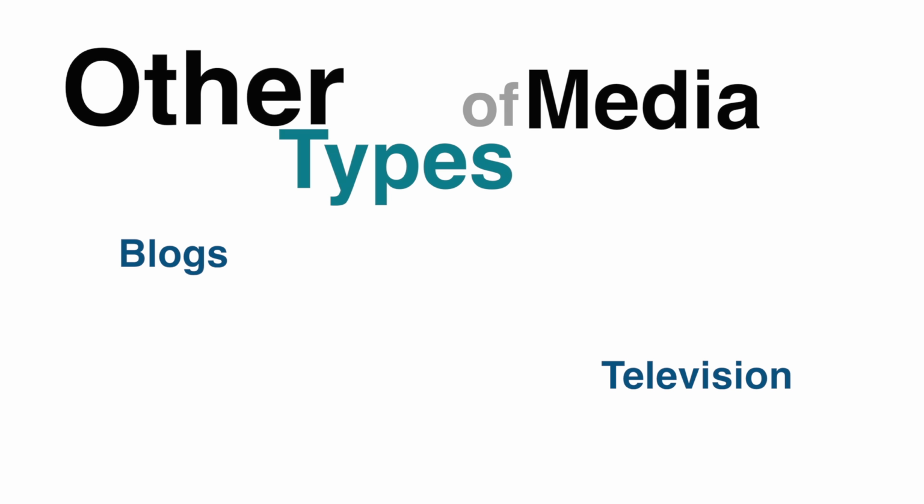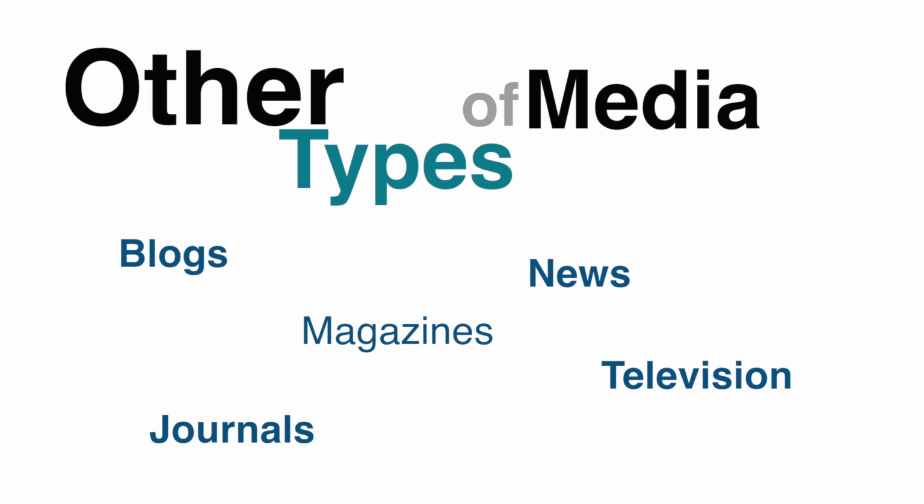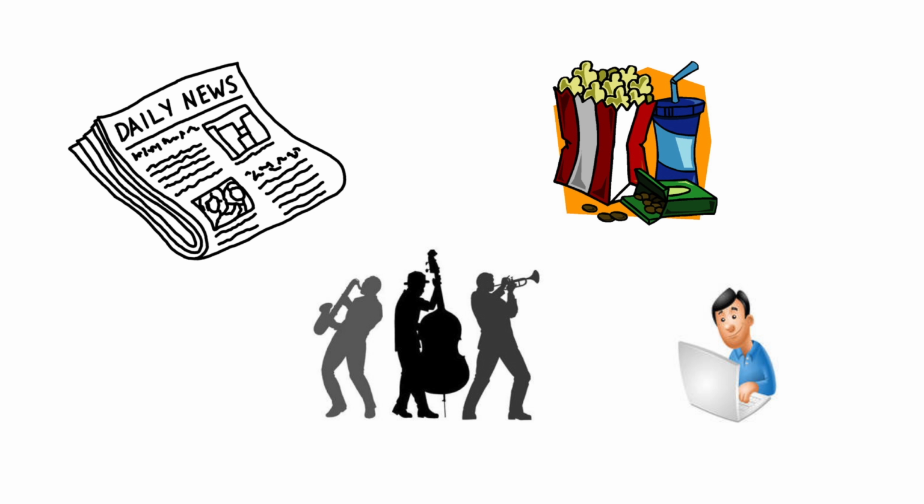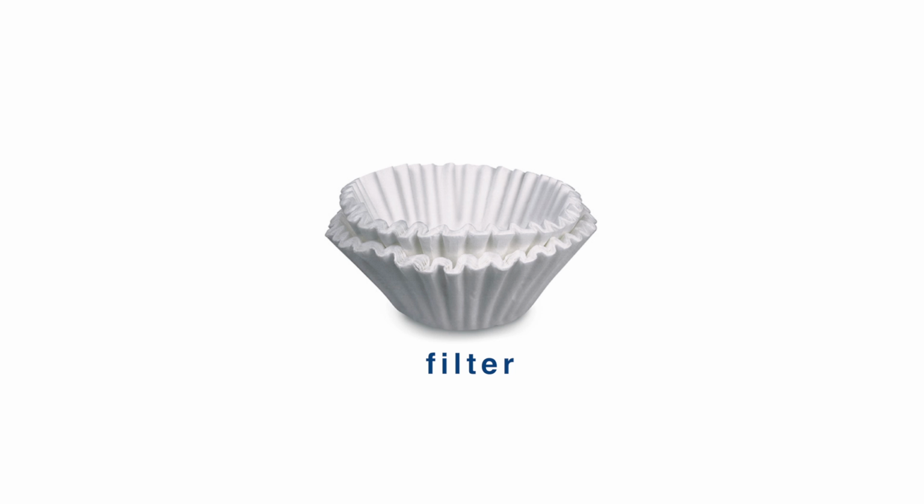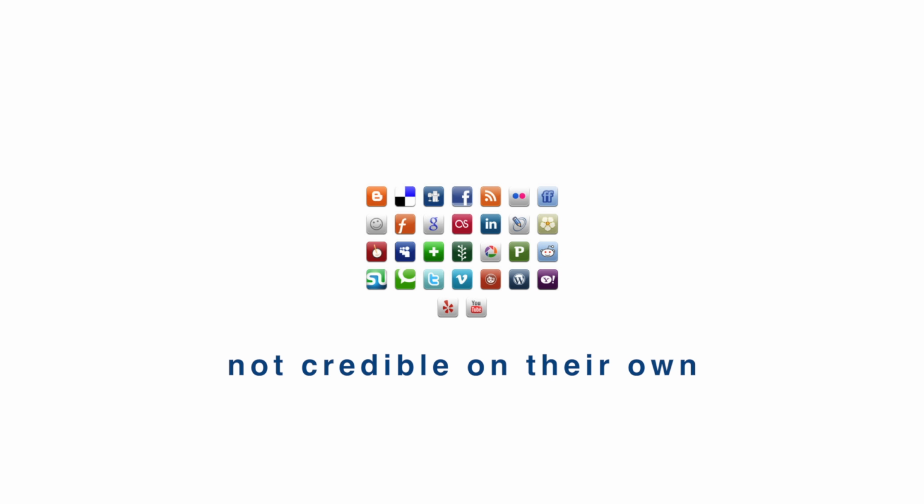Okay, some other types of media. Blogs, television, news, magazines, journals, all that jazz. They're usually geared toward entertainment, and therefore they post opinion-based information, not just fact-based information. So you have to filter through and find out what's fact-based and what's opinion-based. For this reason, these resources on their own are not considered credible.